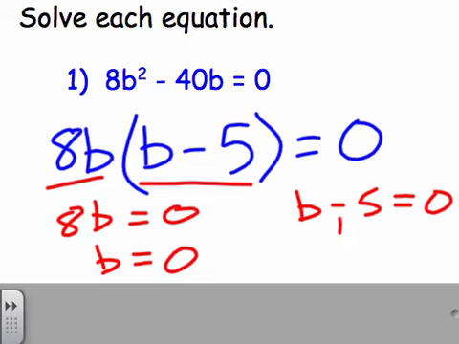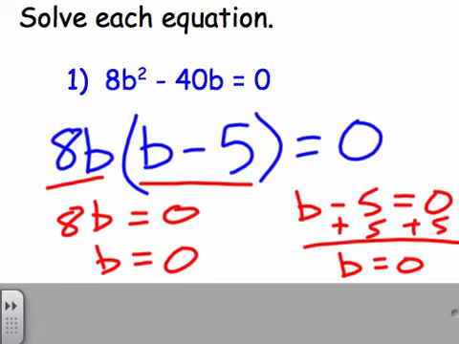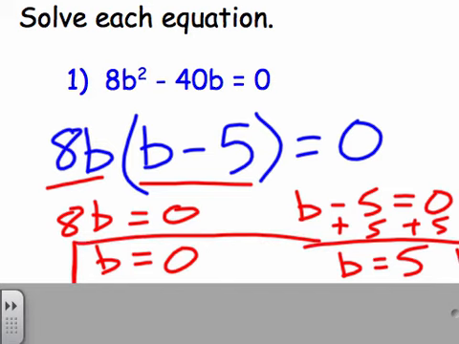In the next one, we add 5 to both sides, and b equals 0. Or, my fault, b equals 5. Getting going too fast. So if we look, b is 0, and it also is 5.